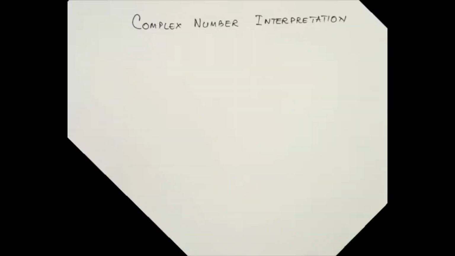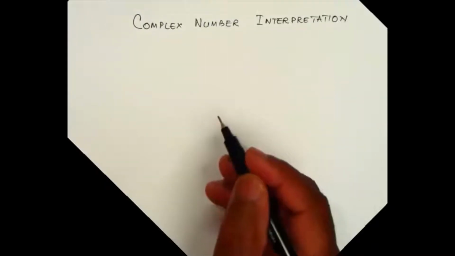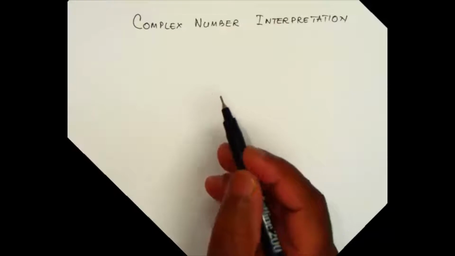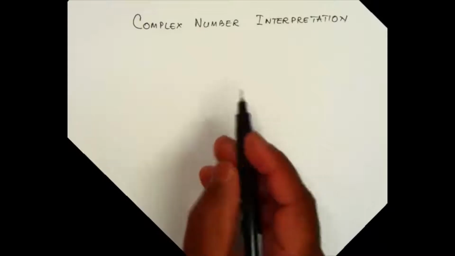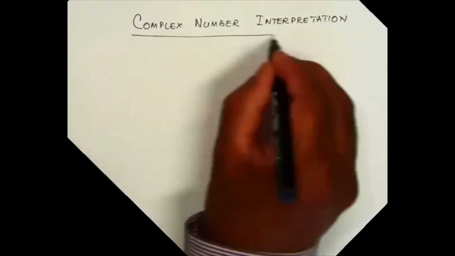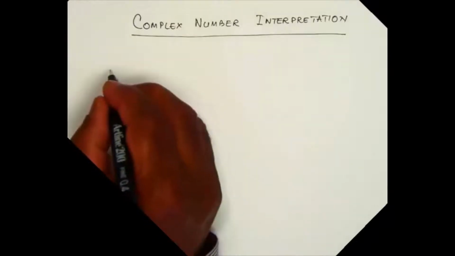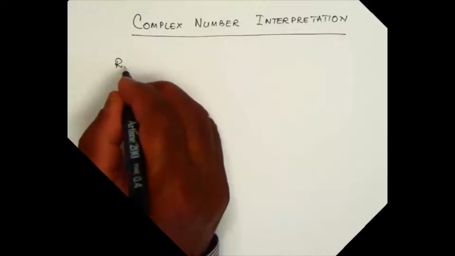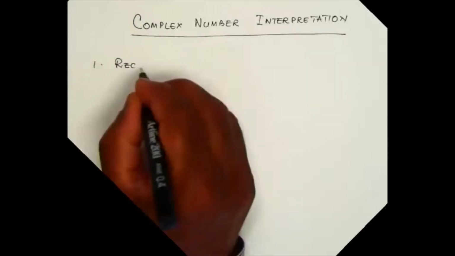Welcome back. This is lesson number 4 in complex numbers. In this lesson, we will learn about complex number interpretation in different forms. So, we will first learn about this rectangular interpretation. That's number 1 there.